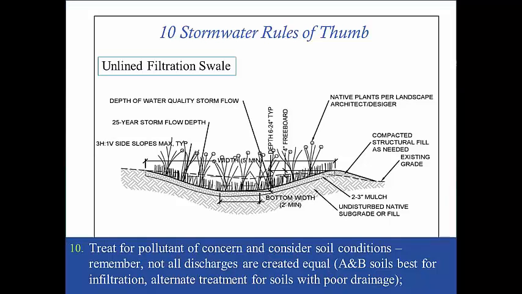Lastly, treat stormwater for pollutants of concern as identified by a TMDL with the prescribed treatment practices. Consider soil conditions when selecting a best management practice, and remember that not all discharges are created equal. Hydrologic soil groups A and B are best for infiltration, but in areas where soils have poor drainage characteristics, find alternate treatment BMPs.